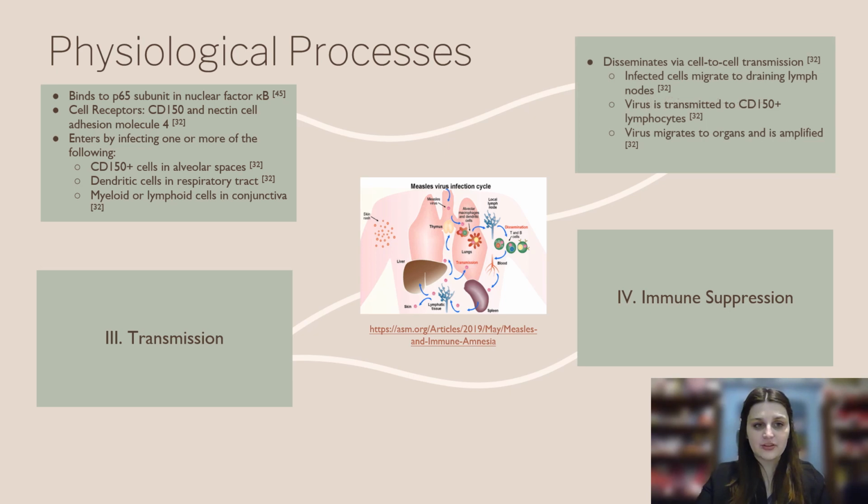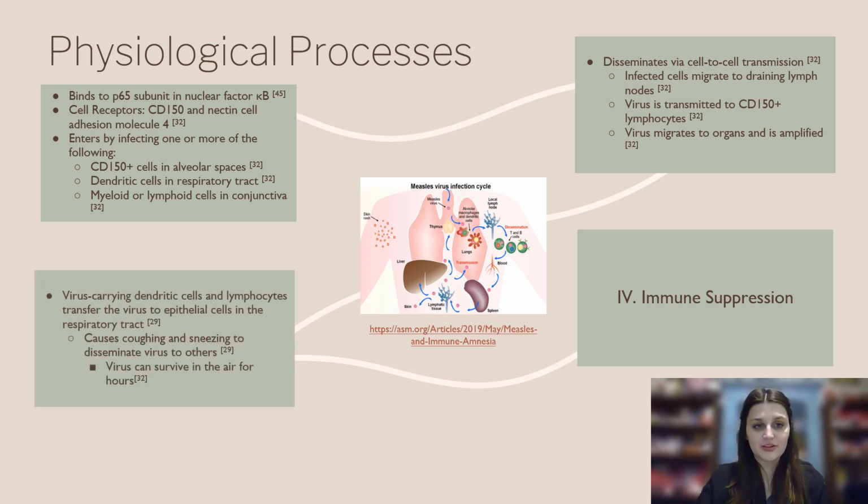So for dissemination, these cells then migrate to the draining lymph nodes where the virus is transmitted via cell-to-cell transmission to CD150 plus lymphocytes. This virus is then carried to the organs where it is amplified. So for transmission, the virus, attached to those dendritic cells and lymphocytes, transfers the virus to the epithelial cells in the respiratory tract. This causes the coughing and sneezing that outputs the virus into the air, where it can survive for hours, allowing for transmission to new hosts.